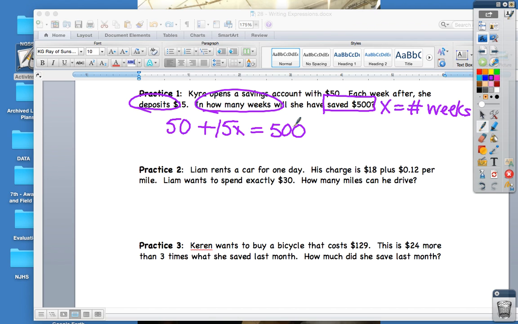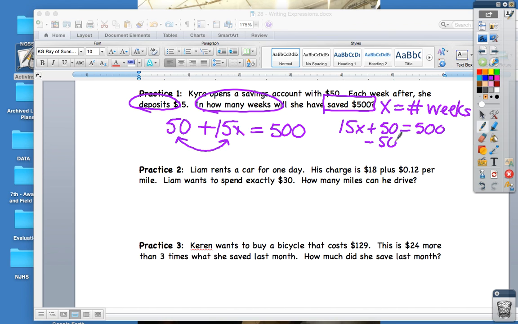Okay? So our FSA standard says we want it written where there's a variable and how the numbers relate to that variable. This is a two-step equation, isn't it? We can all solve two-step equations. I'm going to switch these two around just because it's easier to handle. So 15x plus 50 equals $500. $15 a week plus the $50 we already have equals $500.